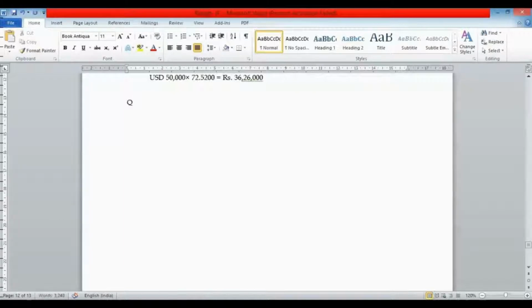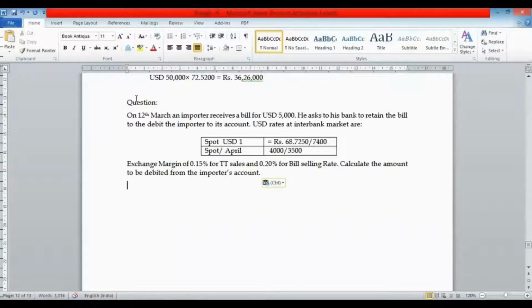So 2 numericals we have taken with respect to TT selling. Now I will try to take up another numerical with respect to bill selling also. So this is the problem, a practical problem that we take up. On 12th March, an importer receives a bill for USD. He asks his bank to retire the bill and debit the importer's account. Information in the interbank market: the spot rate is given, and the 1 month forward rate of April is also provided. This can be shown here; that will be better to represent in this way.